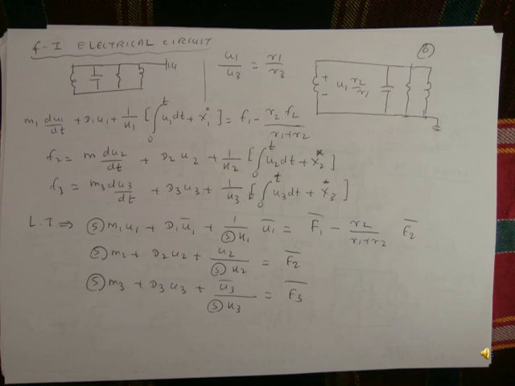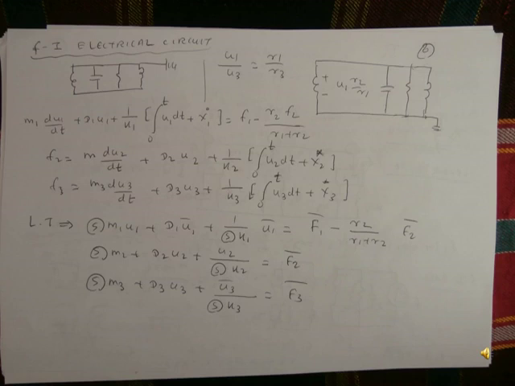So the Laplace transform in this case: S multiplied by M1 U1 plus D1 U1 plus U1 beta divided by S K1 equals F1 beta minus R2 divided by R1 plus R2 F2 beta. And also S M2 plus D2 U2 plus U2 divided by S K2 equals F2 beta, and S M3 plus D3 U3 plus U3 beta divided by S K3 equals the F3 beta.